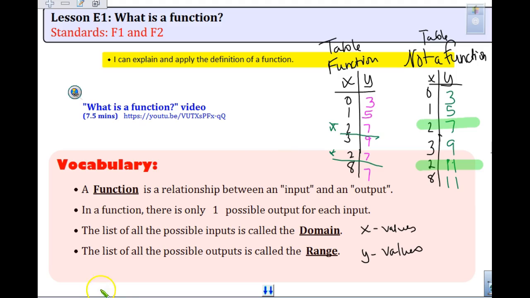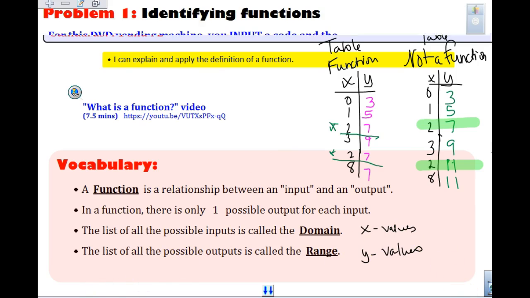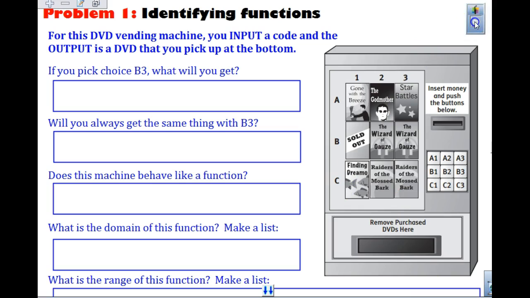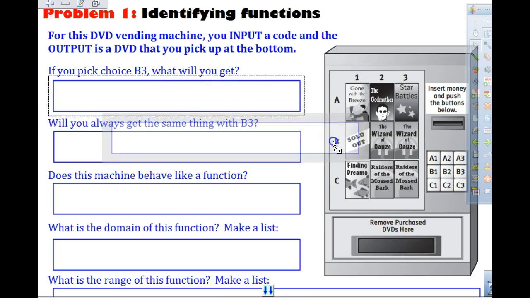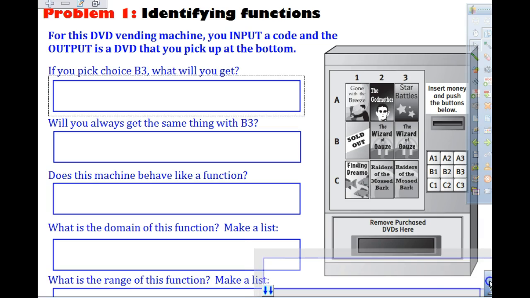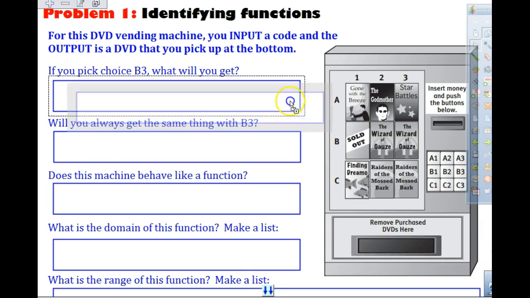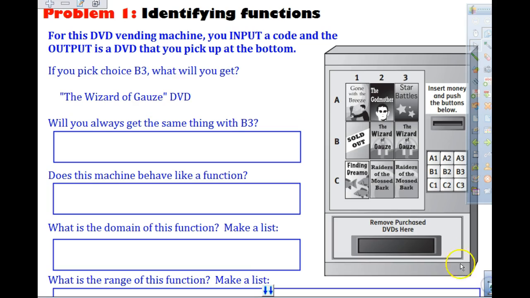So we are now going to take a look down in your notes at the bottom of the first page there. And as we take a look at these, if you've ever been to a Redbox, right, you've rented movies there. So it says this DVD vending machine has an input code and an output DVD that you pick up at the bottom. So we put in our code up here, you put your money in, or you put your credit card in and you push in. So what if we pick B3, what movie are we getting? Wizard of Oz, right? So we're going to get Wizard of Oz. That's going to be our first one that we are looking at, right?